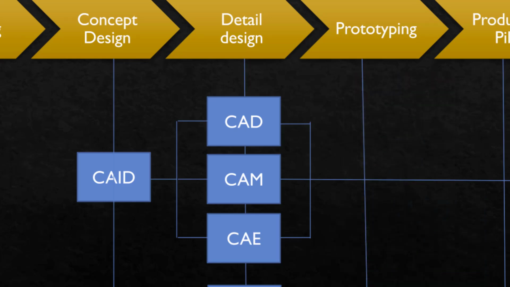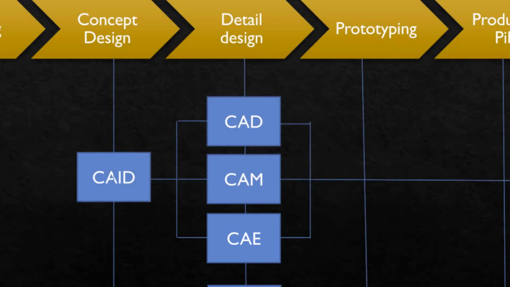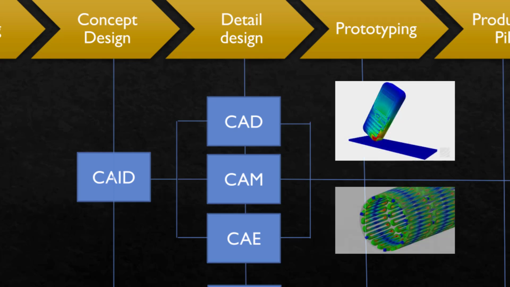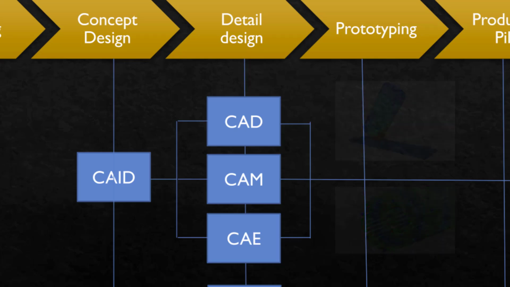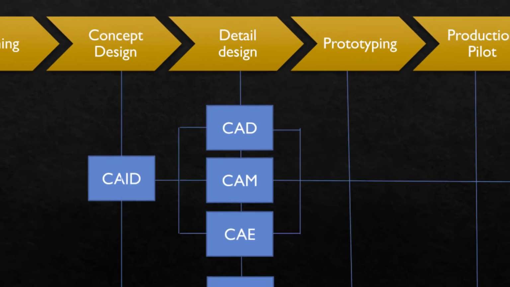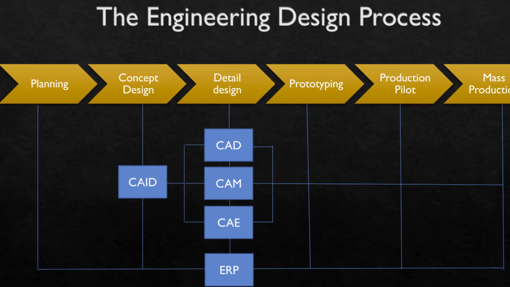And then we have computer-aided engineering, which is our main topic for this course. This is where the engineers can simulate how the product performs in the real world without even using a physical prototype. This will reduce the cost of the organization in terms of verifying the design before going for mass production.